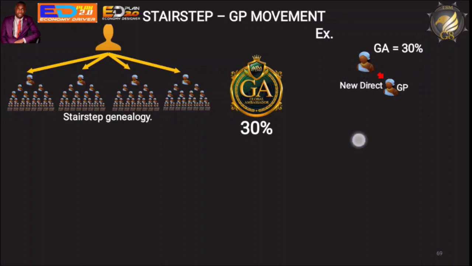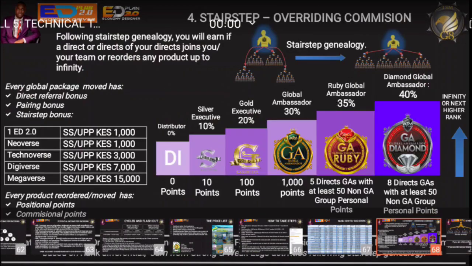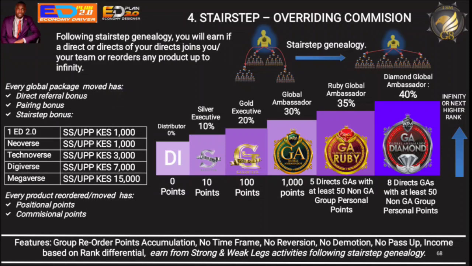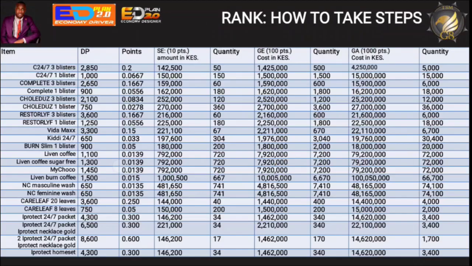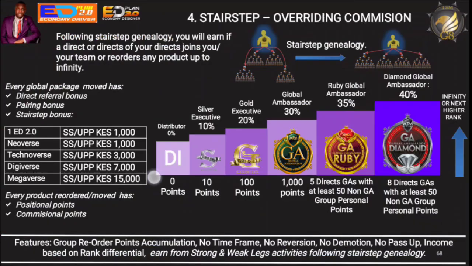Remember, a new direct, it depends with which package he has joined. If this direct has joined with the package of this one here, you can see 1 ED 2.0, 2 ED 2.0s you will earn, the commission will come from 2,000. 15 ED 2.0s, the commission will come from 15,000. 1 Neoverse, the commission will come from 1,000. 3 Neoverses, the commission will come from 3,000 Kenyan shillings. 3 Technoverses, the commission will come from 3,000 times 3, that is 9,000. 2 Digiverses, the commission will come from 7,000 times 2, which is 14,000. 10 Megaverses, the commission will come from 15,000 times 10, that is 150,000. That is how it is, okay?